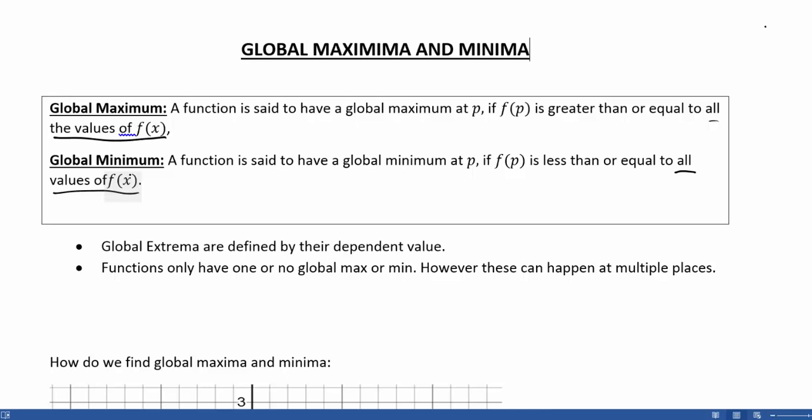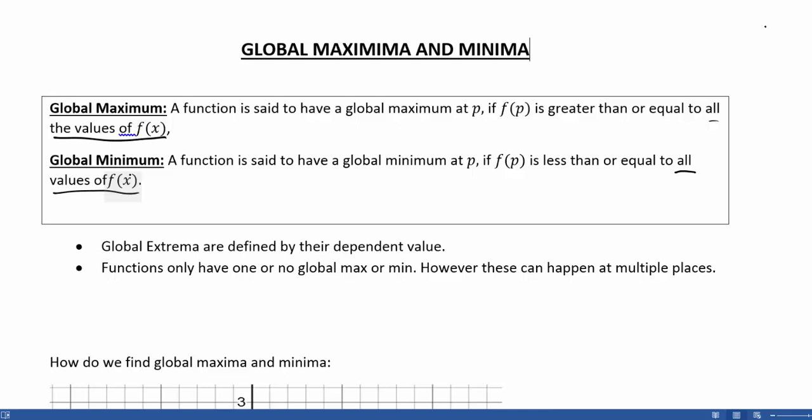So the way we talk about global maximums and minimums is a bit different than local maximums and minimums. Remember, with local maximums and minimums, we would report where they occurred. So we would report them by their independent or x values, whereas global maximums and minimums are reported by their y values.